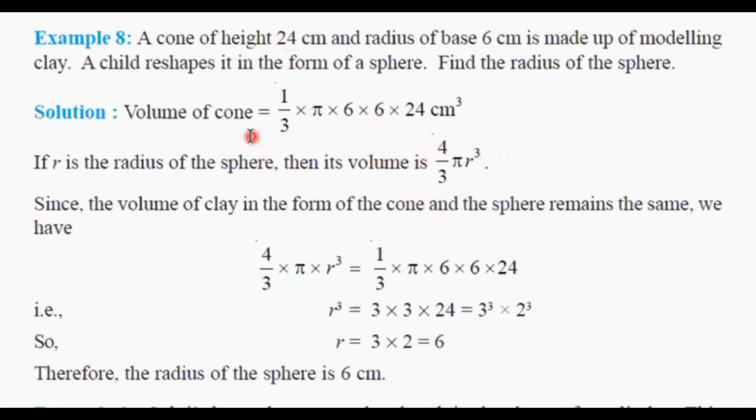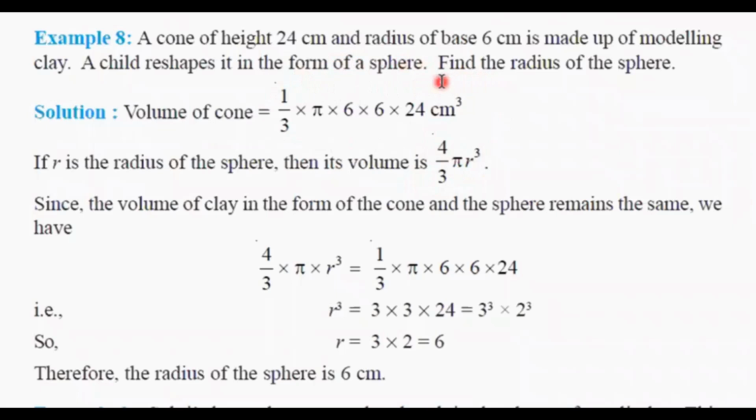Volume of the cone will be 1 by 3 pi r square h, right? So 1 by 3 into pi into r square, where the base radius is 6, so 6 into 6, into h, height is 24. So this will be the volume. Actually, in similar questions, you don't have to simplify for the final volume, because here we don't want to find the volume.